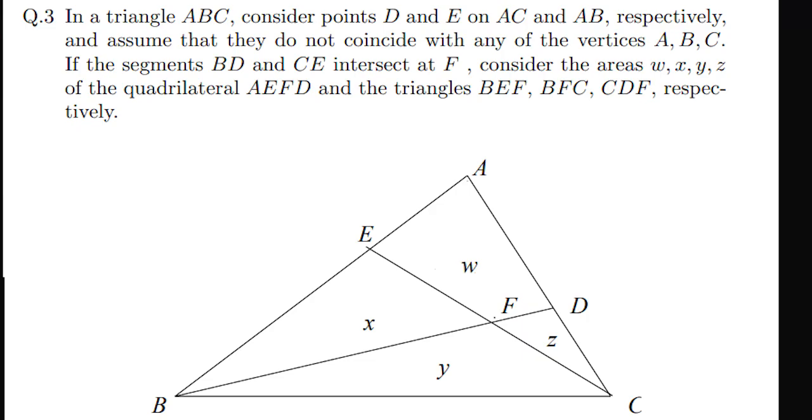Now in this question number 3, we are given this triangle ABC, and it says consider points D and E on AC and AB respectively, and assume that they do not coincide with any of the vertices A, B, C. If the segments BD and CE intersect at F, consider the areas W, X, Y, and Z of quadrilateral AEFD, triangles BEF, BFC, CDF respectively. Then we need to prove these two results.